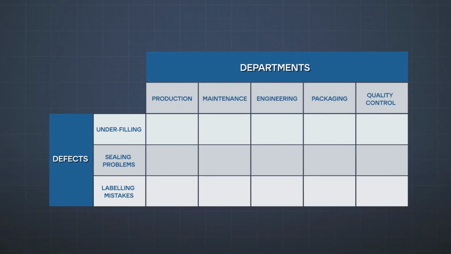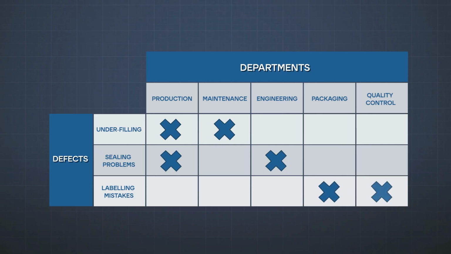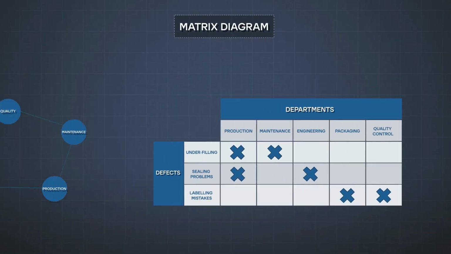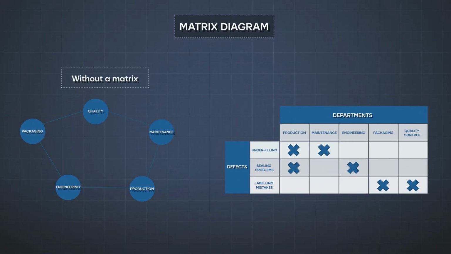Now we go through the defects one by one and try to identify the relationship between each defect and the departments. For example, the underfilling problem has to be related to production and maintenance department. And the sealing problem is related to production as well as the engineering department. Finally, the labeling mistakes must be related to the packaging department as well as the quality control department. Now a close look into this matrix and you can easily realize that production is involved in nearly every defect. That tells us production has the biggest role in fixing issues. Without a matrix, we might just blame the department we hear about the most. But with a matrix, it's objective.